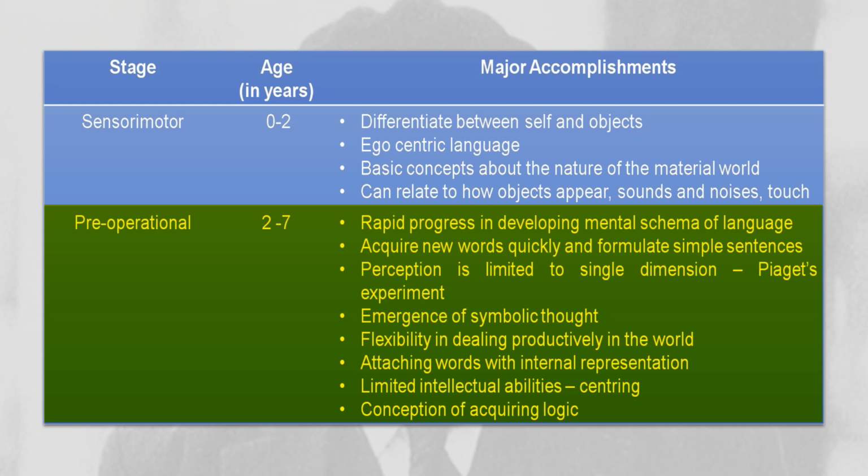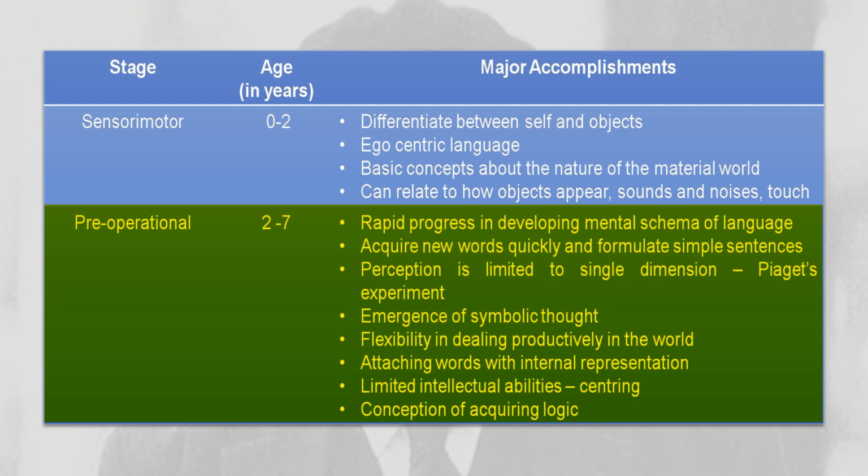The child can link together and relate to events. However, their perceptions are limited to a single aspect or dimension. Piaget, in his experiment, tests this ability by using containers with liquid. In two similar containers, he pours the same amount of liquid. Next, he pours the liquid from one of the containers to a bigger container with a wider diameter or surface area. In the bigger container, the same amount of liquid shows a lower level.